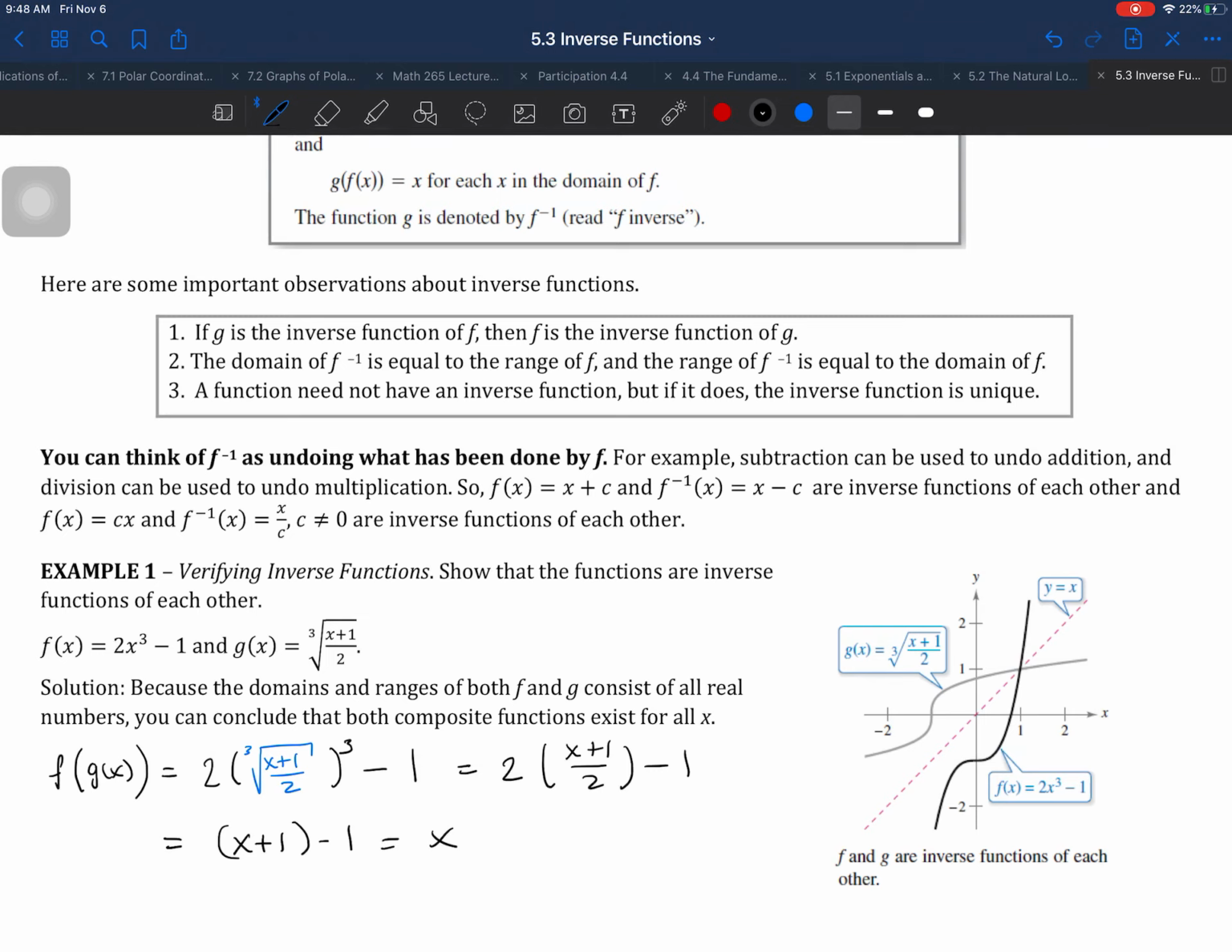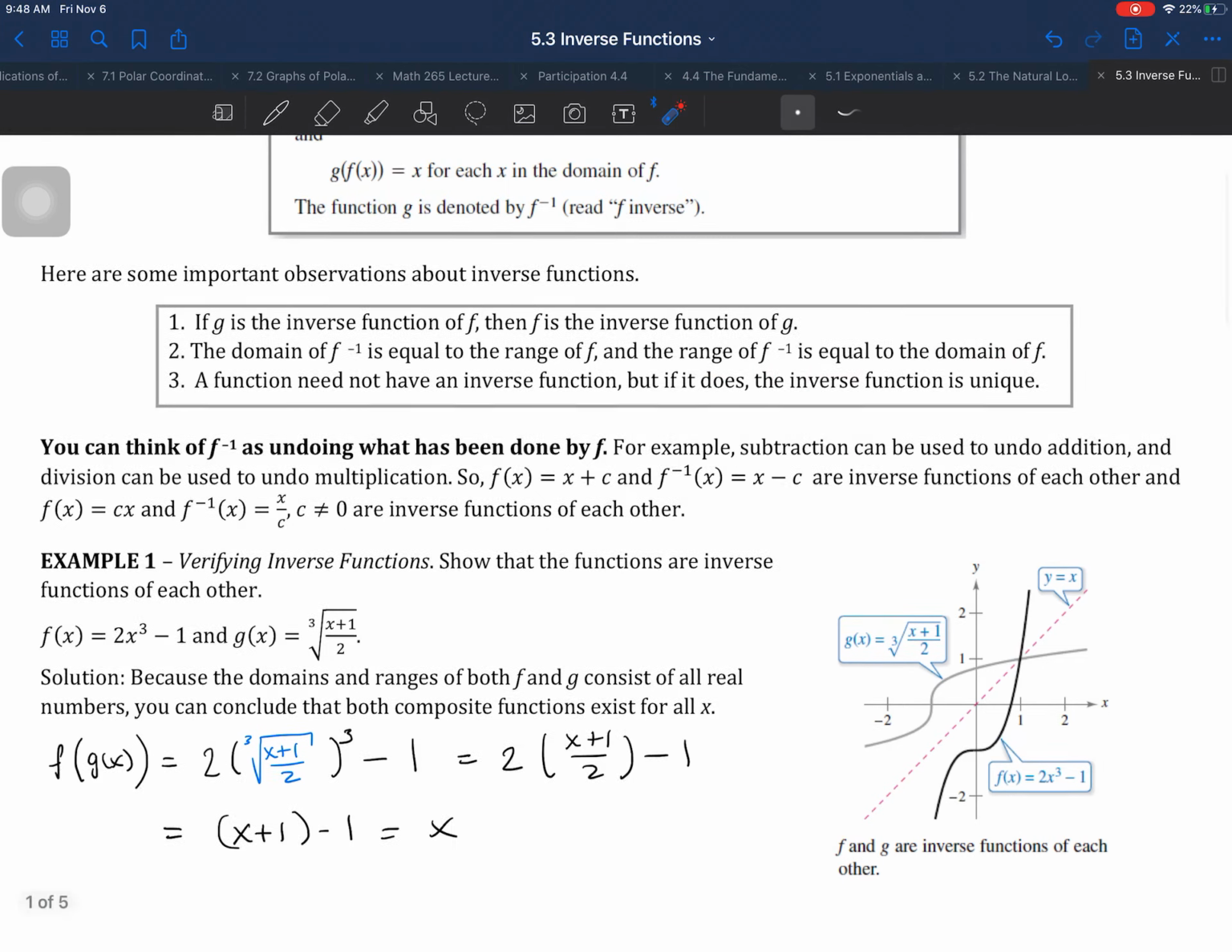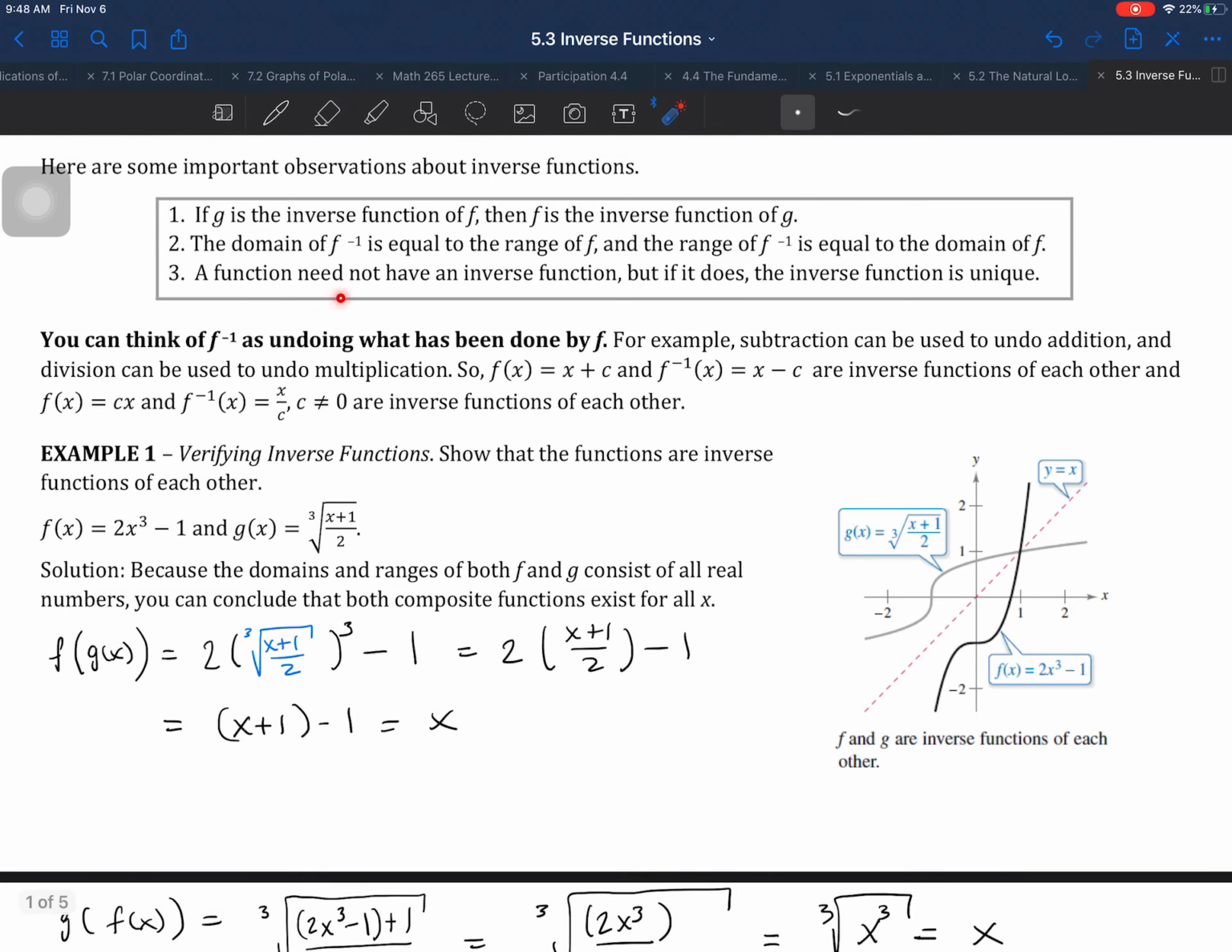All right. So here are some important observations about inverse functions. If g is the inverse of f, then f is also the inverse of g. That's sort of like a logic argument. The domain of f inverse is equal to the range of f. We already mentioned that. But vice versa is also true. The range of f inverse is equal to the domain of f. A function need not have an inverse function, but if it does, the inverse function is unique.